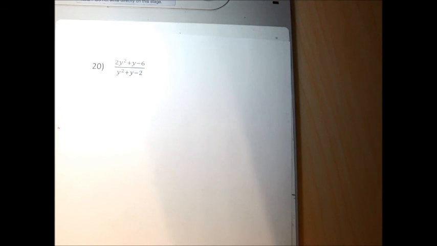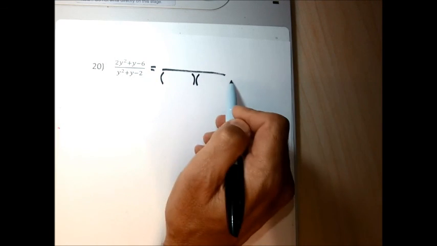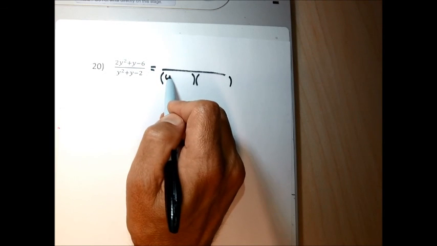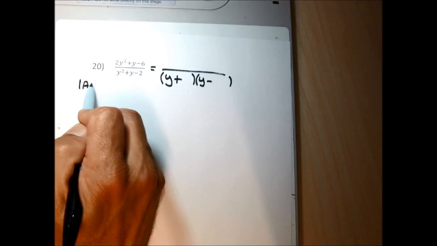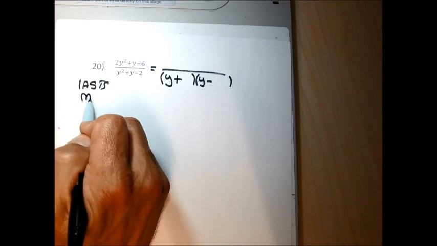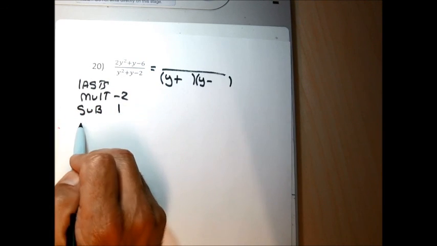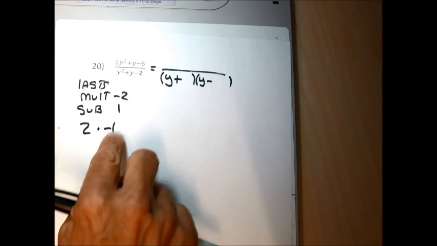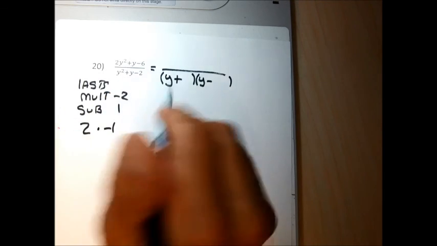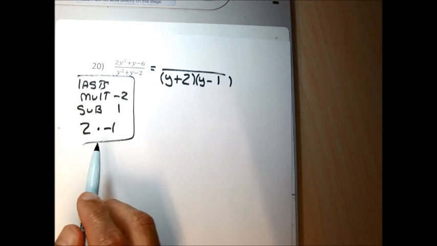For 20, I've got to factor and cancel. The denominator is easy. No bottoms up because there's not a number in front of the y squared. Signs are a plus and minus, and my lasts, they're going to multiply to -2 and subtract to be +1. And that's going to be a +2 and a -1, because 2 times -1 is -2. 2 minus 1 is the +1 that's implied in front of that y. So the denominator is the easier part of this. The numerator I need to bottoms up.